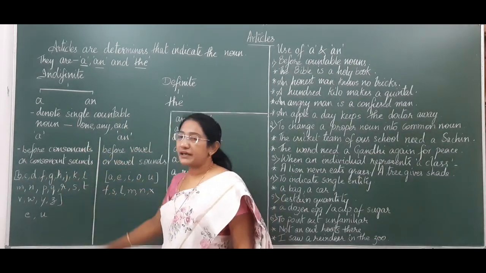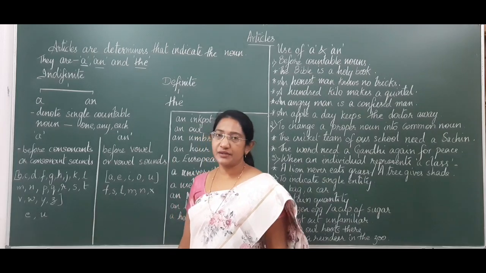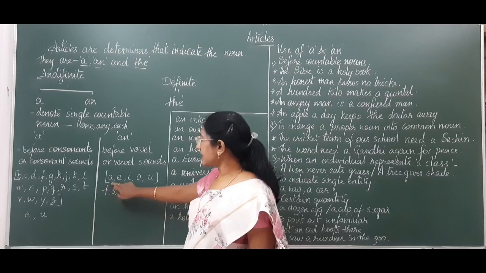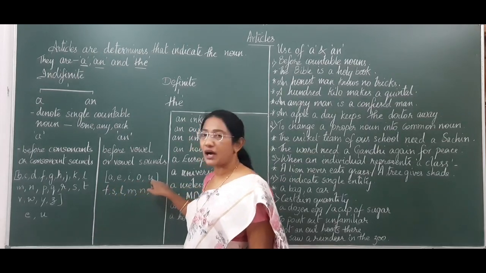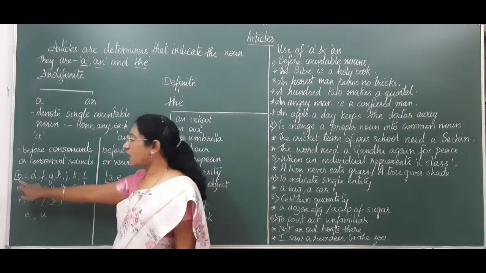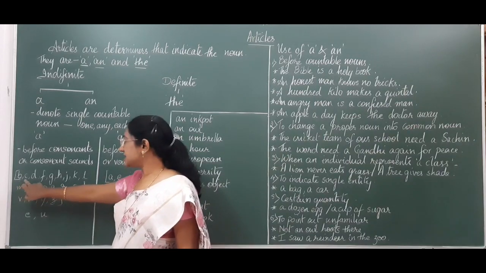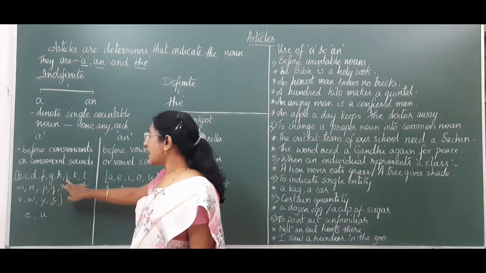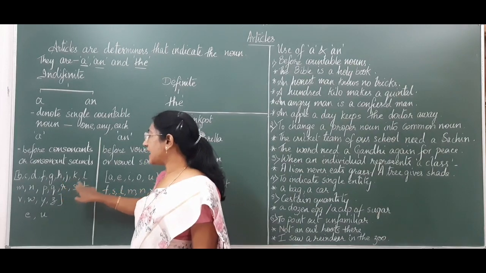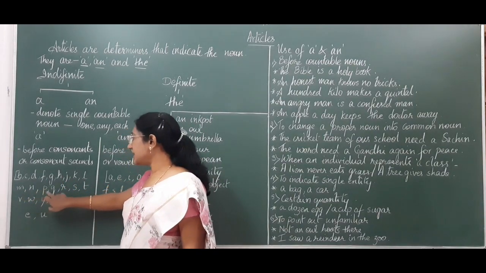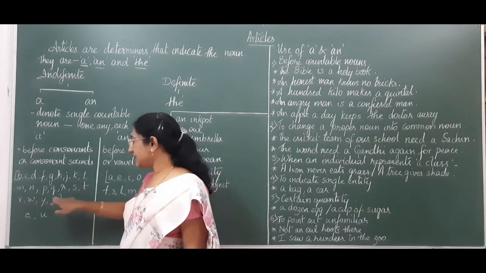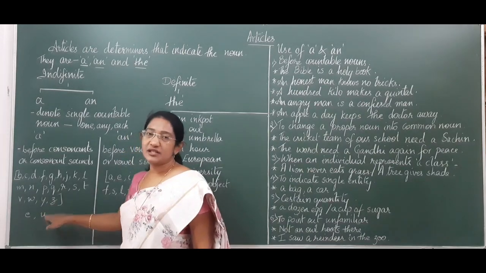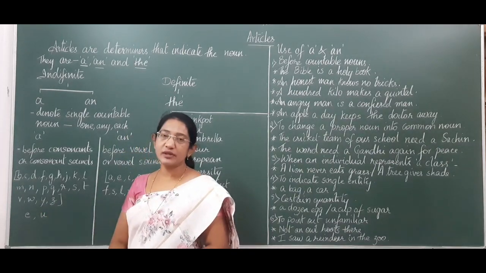Our English alphabets are divided into consonants and vowels. Vowels are A, E, I, O, U. Other than that, we have consonants B, C, D, F, G, H, J, K, L, M, N, P, Q, R, S, T, V, W, Y, Z, which produce a consonant sound.